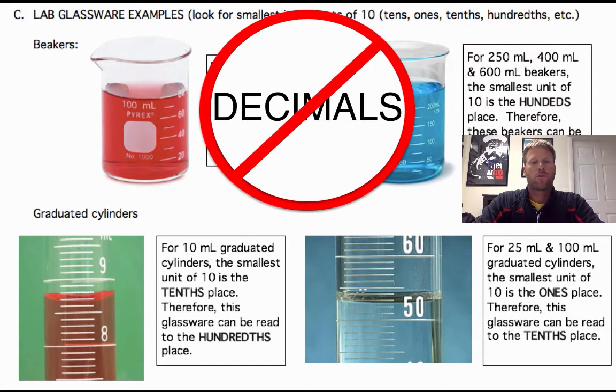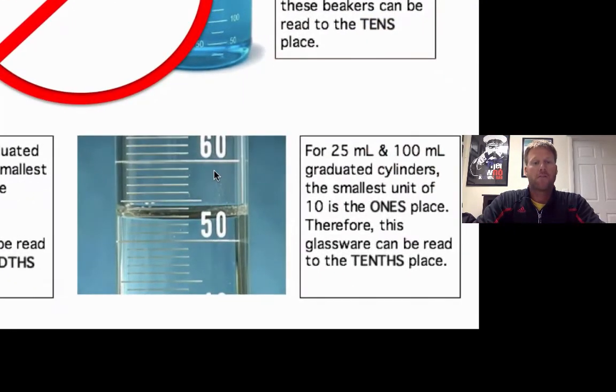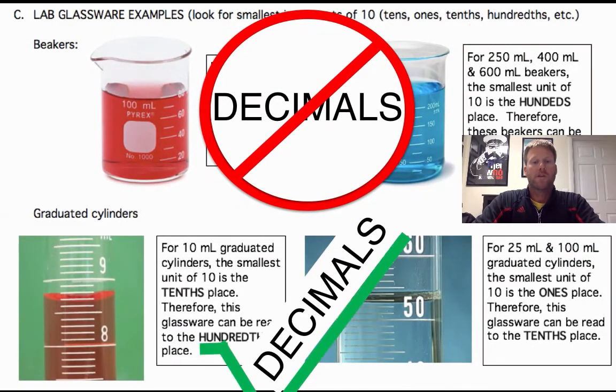Graduated cylinders are more precise than beakers, which can be seen by how many markings, or graduations, are on the glassware. 10 milliliter graduated cylinders have markings every tenth of a milliliter. This means a 10 milliliter graduate can be read to the hundredths place. We also have 25 and 100 milliliter graduated cylinders. For both of these types of glassware, the smallest increment of 10 is the ones place. Therefore, a 25 and 100 milliliter graduated cylinder can be read to the tenths place. Volume readings will always have decimal places when using graduated cylinders.